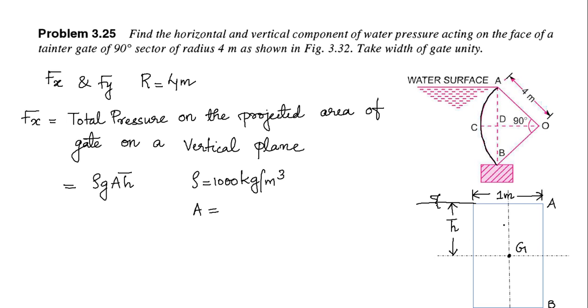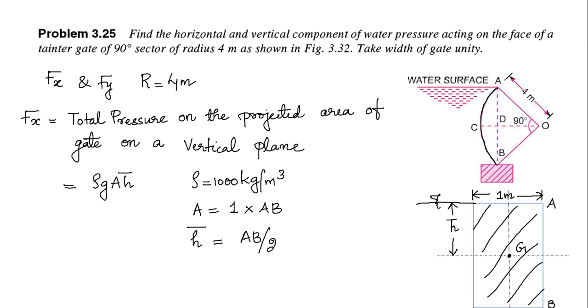Area of the projected surface, capital A, is equal to 1 into AB, and h bar will be equal to AB by 2. Here this point is D, which is the center of AB. Now from this figure, it is clear that AB is equal to 2 times AD, and angle AOD will be equal to 45 degree. Since it is a 90 degree sector, angle AOB is 90 degree.